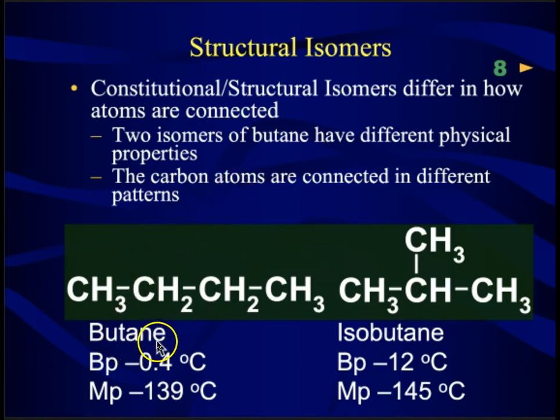Notice that with butane and isobutane, I have a straight chain butane, and here I have a branched chain with 4 carbons. The straight chain butane, we said, has more surface area, so therefore more intermolecular forces. More intermolecular forces means it's going to have higher melting and boiling points than a branched chain hydrocarbon. Having that branch, there's less surface area on either side, so there's less intermolecular forces.